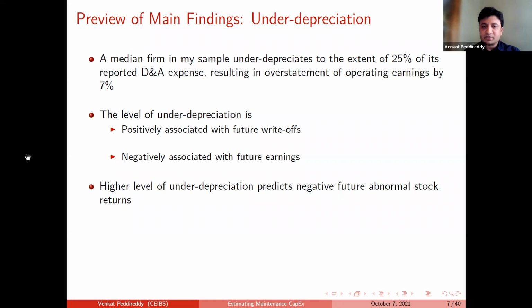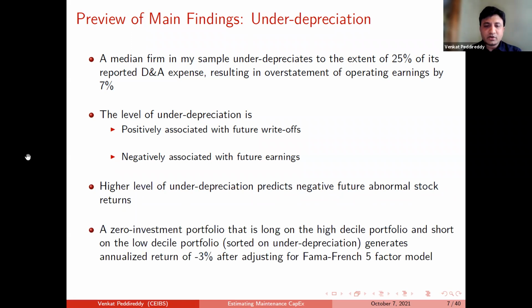Now, high level of under-depreciation predicts negative future abnormal returns. Just to show whether this information of estimated maintenance capex is already priced, or are the investors negatively surprised in the future. And the zero investment portfolio that goes long on the high decile of under-depreciation and short on the low decile of under-depreciation generates a negative annualized return of 3% after controlling for the 5 factors.